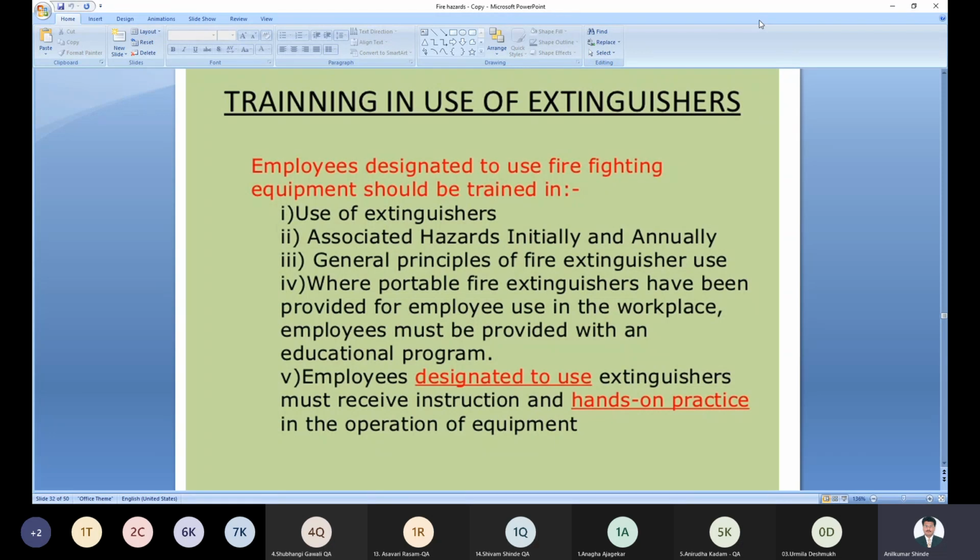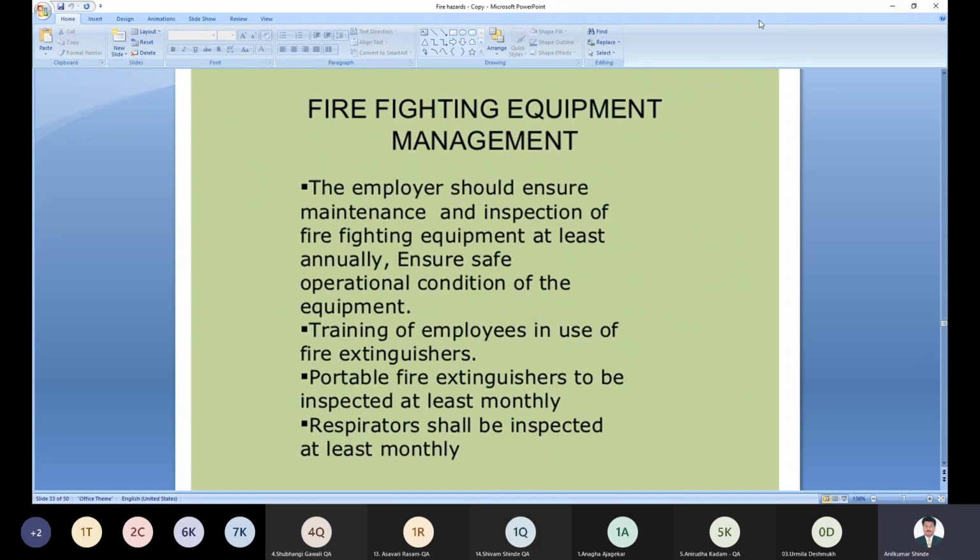So that type of training should be provided to each and every employee to avoid problems. Then the firefighting equipment management. Employers should ensure the maintenance and inspection of the firefighting equipment. Periodically that equipment shall be maintained as well as refilled again, to ensure safe and operational conditions of the equipment.